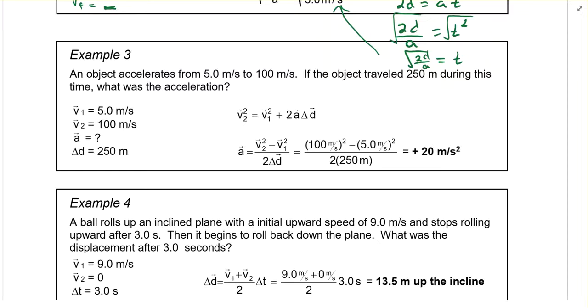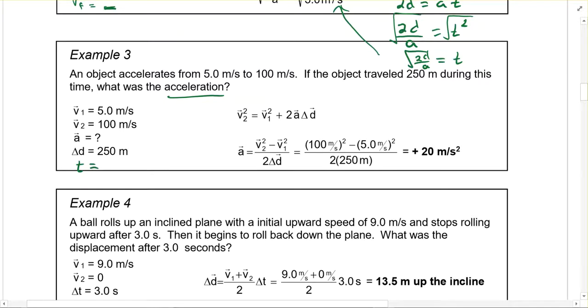Okay, number 3. An object accelerates from 5 meters per second to 100 meters per second. If the object traveled 250 meters during this time, what was the acceleration? So again, you'd write down what you know, v1, v2. Acceleration is what we're looking for, and it gives us distance. Now, the only thing that we don't even have in this question, and we don't even care about, is time, right?